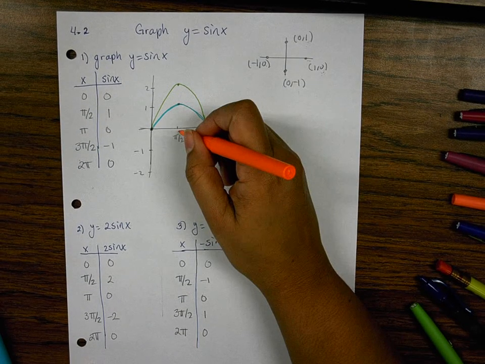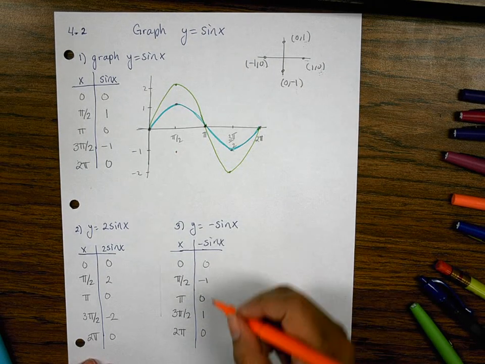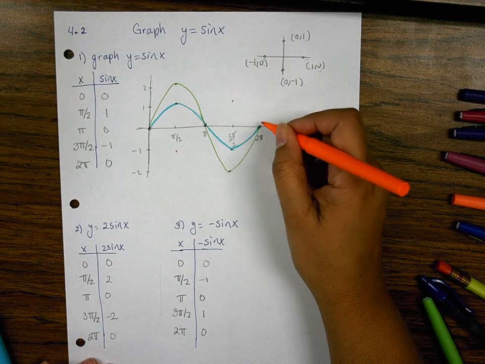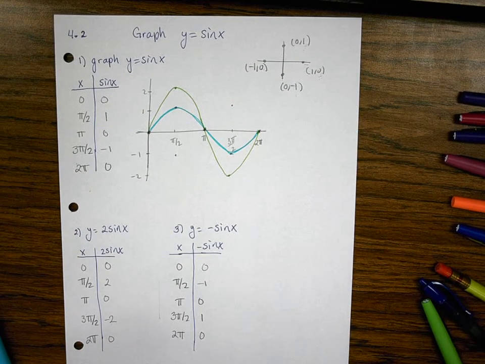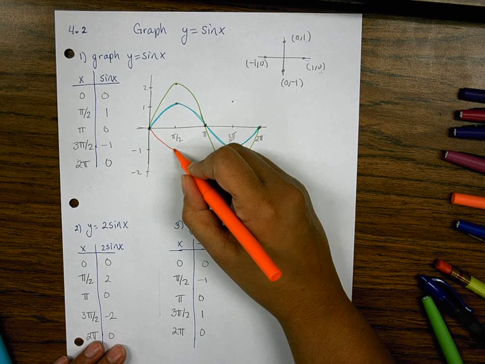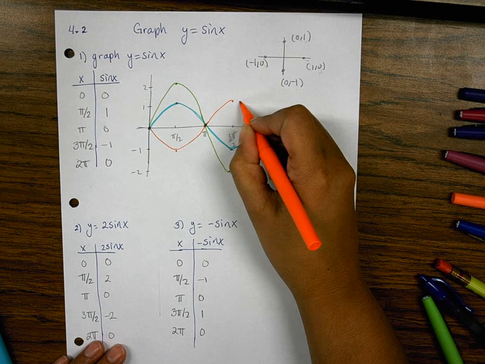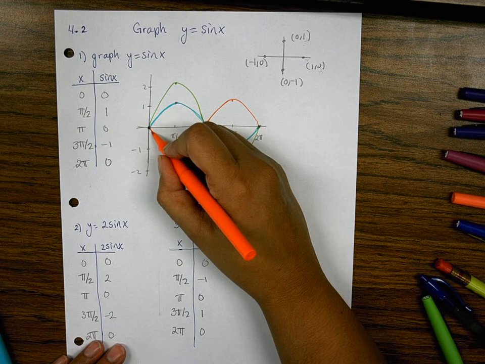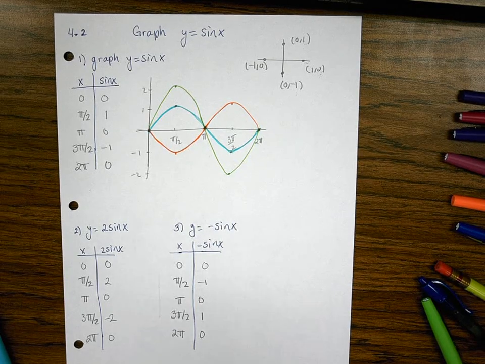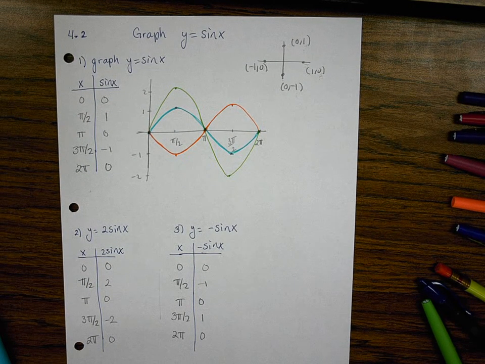I'll put this one in orange. 0, 0. Pi over 2 is negative 1. Pi is back to 0. 3 pi over 2 is positive 1. And then 2 pi is 0. So what happens is your sine graph ends up reflecting across the x-axis. So instead of a hill and a valley, you have a valley and then a hill. Y equals negative sine of x.